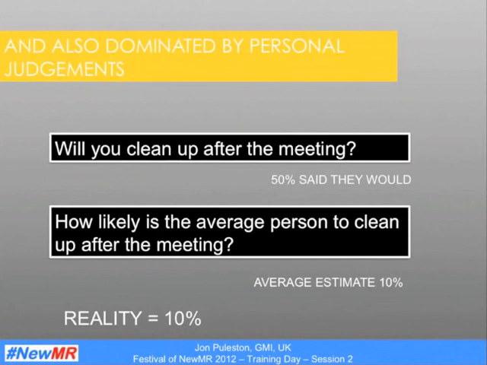This is a famous experiment. I apologize, I don't remember the source of it, where a group of students were asked whether they would clean up after a meeting, and 50% of them said they would. Another group were asked to predict how many people would clean up after the meeting, and they reckoned about 10% would. The reality was that the predictions were a lot closer to reality than the personal perspective. And often we can't be objective looking at things from a personal perspective.